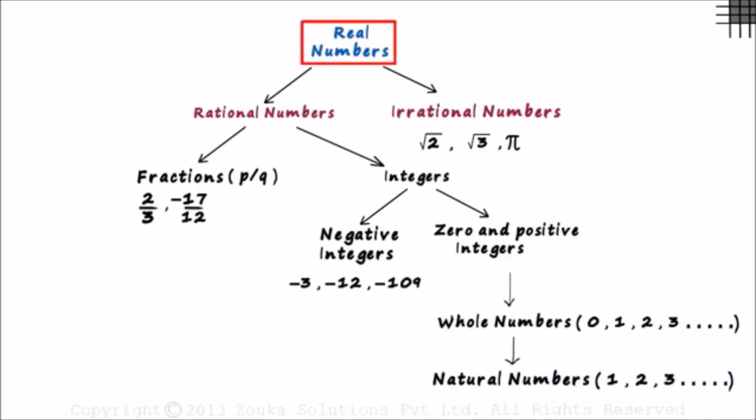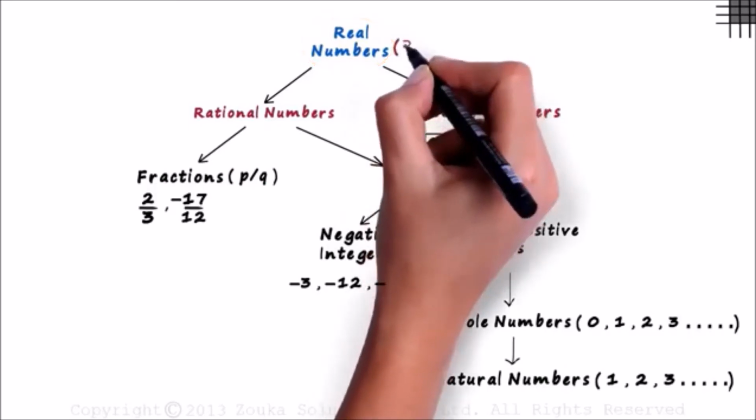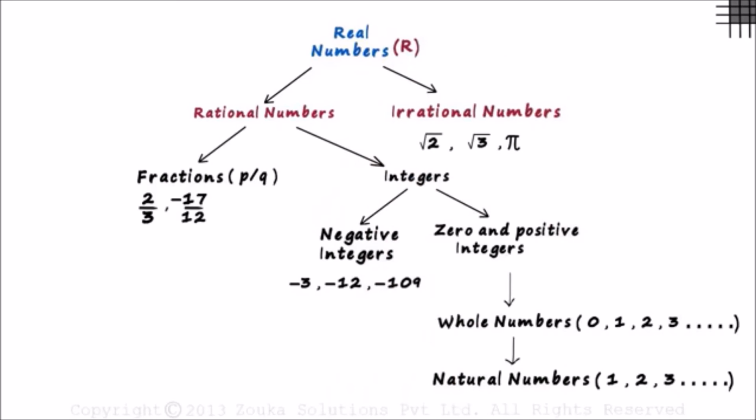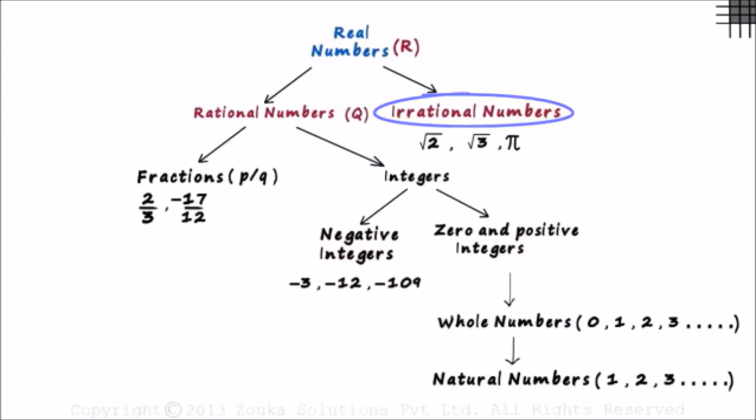Real numbers include all the numbers you've seen, all numbers that can be expressed by p over q, which are rational numbers, and also the ones which cannot be expressed as p by q, called irrational numbers. All the categories you see are given one-lettered names. Real numbers are called R, but not all categories are named based on their first letter. Rational numbers are called Q, and irrational numbers are called P or Q dash.